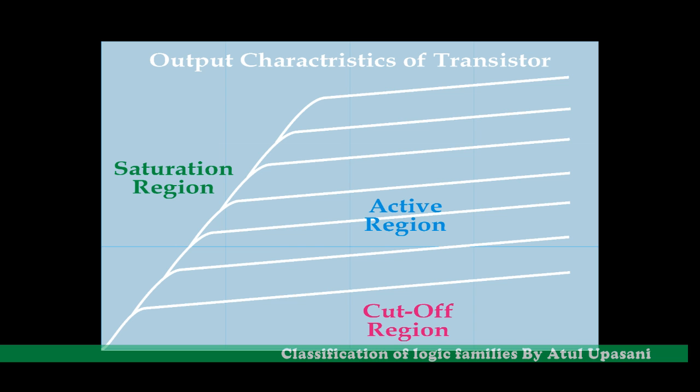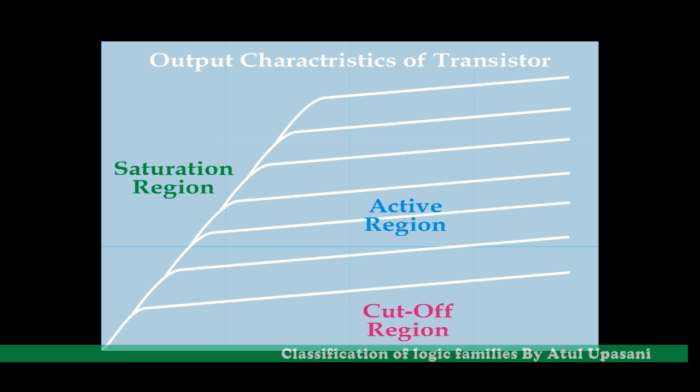In the cutoff region, the bias voltage applied to the transistor's input is 0. That means the input side is off. At the same time, the output is reverse biased, due to which the output is also off. The region where the input and output sides of the transistor are off is called the cutoff region. And the middle region, in between the saturation region and the cutoff region, is called the active region.